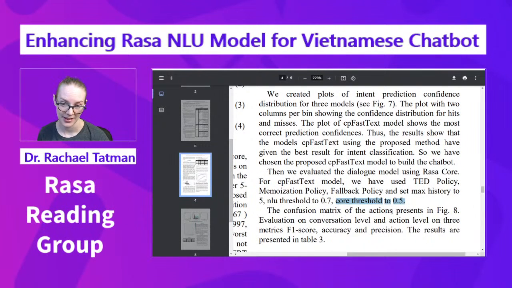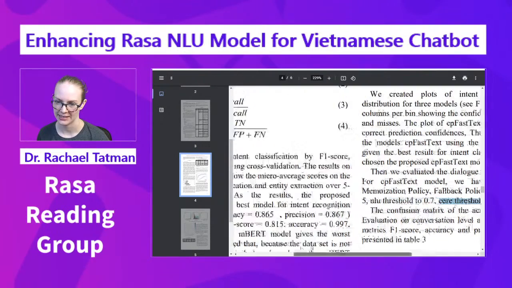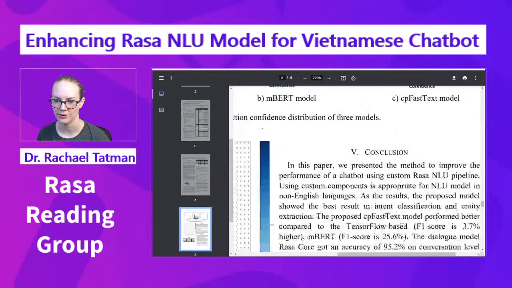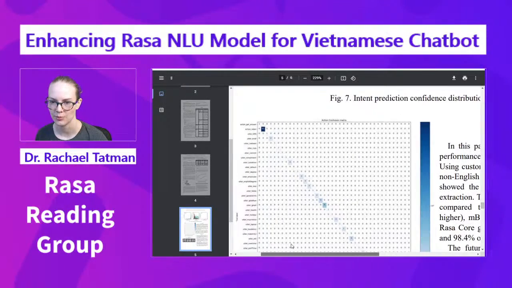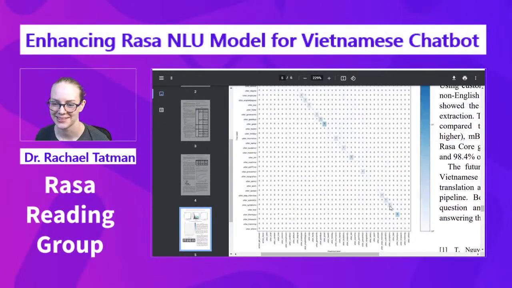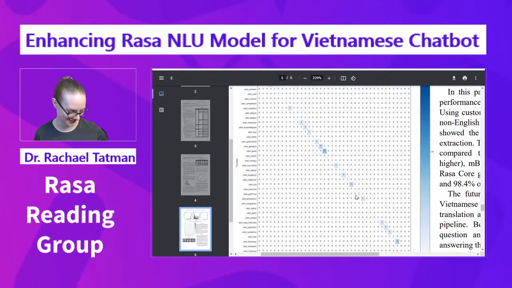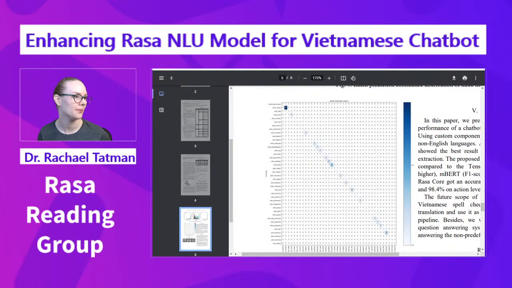It is in figure 8. Evaluation on the conversation level and action level on 3 metrics, F1 score, accuracy, and precision, same as they were doing before. The results are presented in table 3. So let's pop on down to table 3. So this is very small, and I don't think zooming in is going to help a whole bunch. I'm actually going to zoom out.